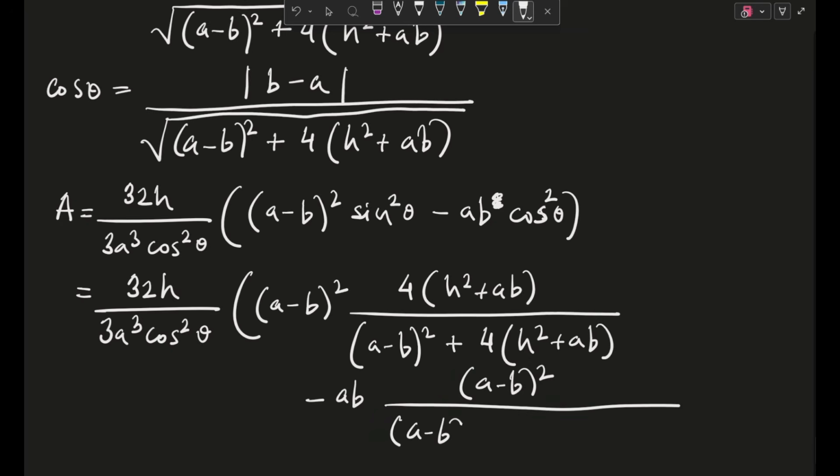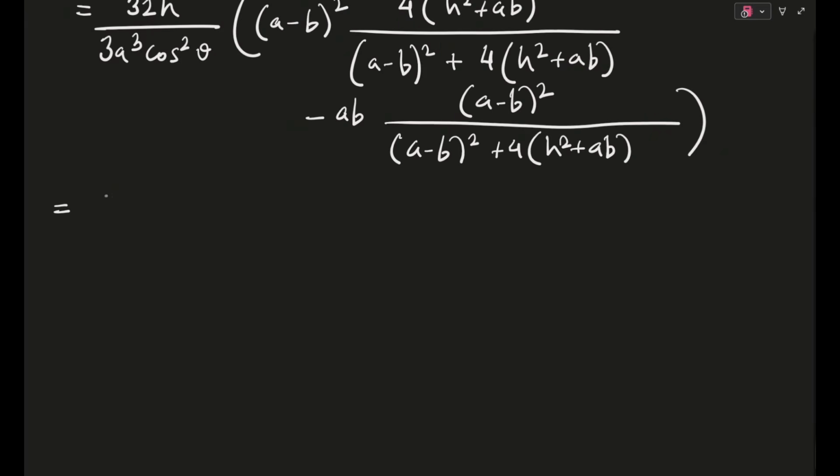And guys, one more thing: I put mod b minus a, but if you see carefully in our expression right now, we don't need that mod because a minus b, wherever it is appearing, is getting squared. So no worries about the sign of a minus b or b minus a. Okay, so let's evaluate this.